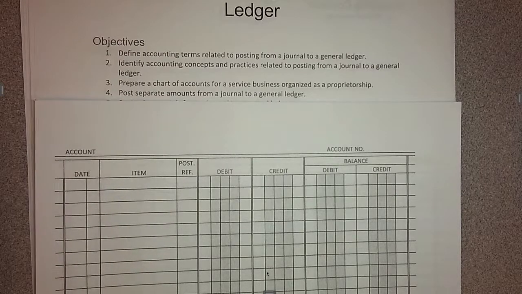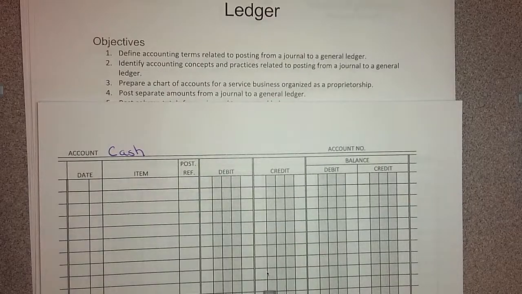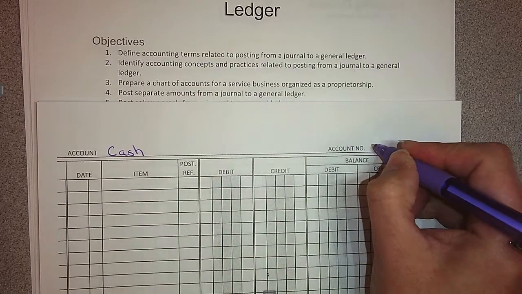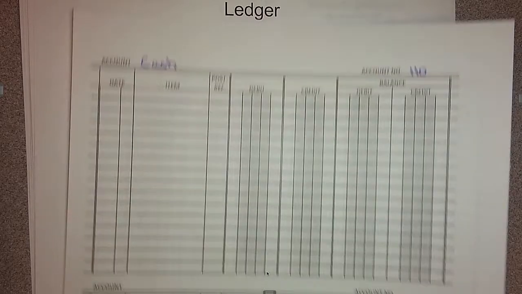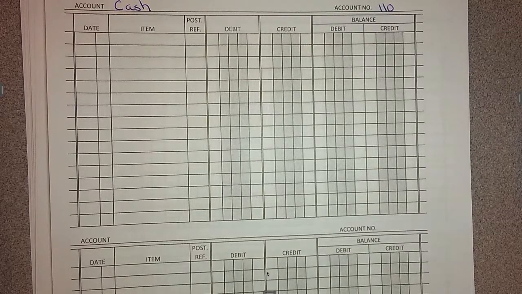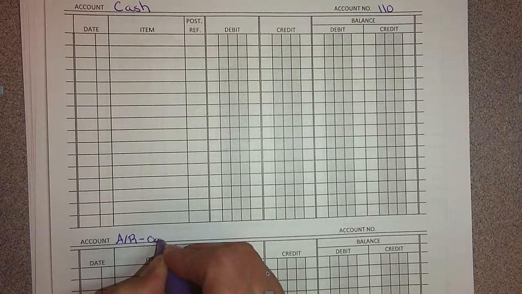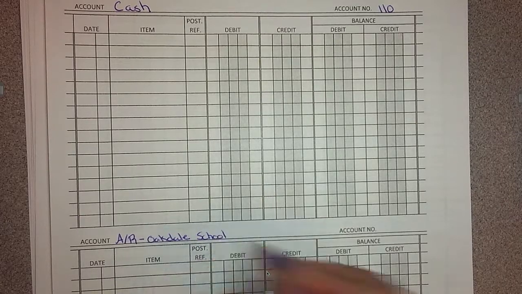Alright. So to open the cash account, you write cash where it says account, and over on the other side it says account title or account number, which is 110. Sorry, misspoke. That's it. That is opening an account. Okay, and then scoot down to the next one. Accounts receivable, Oakdale. 120.